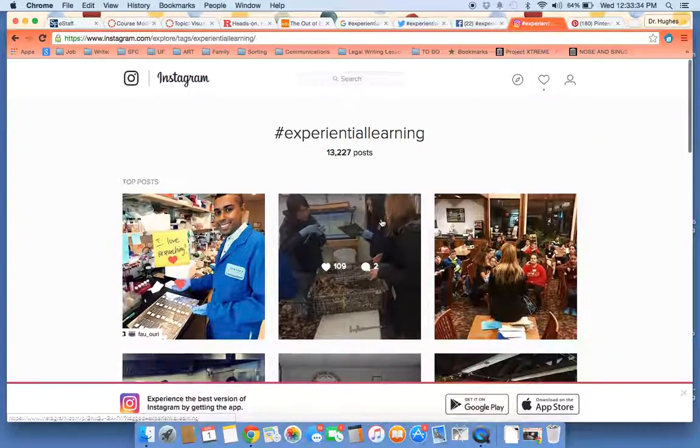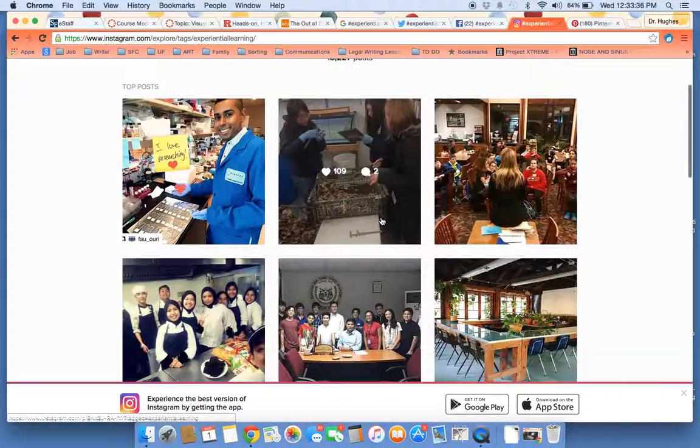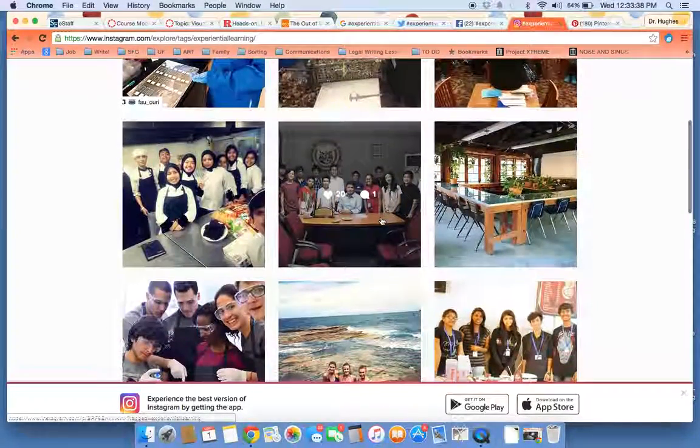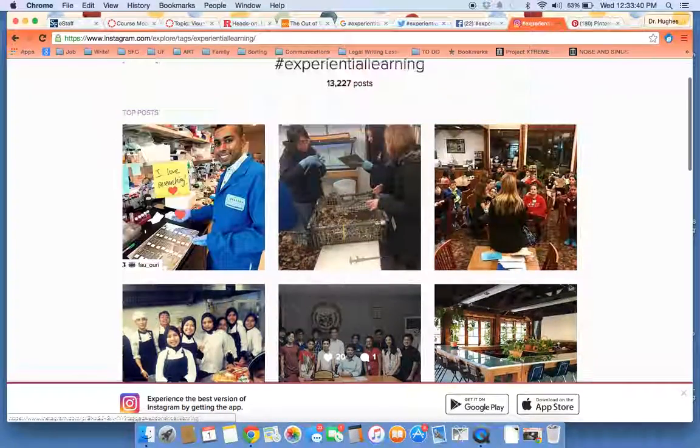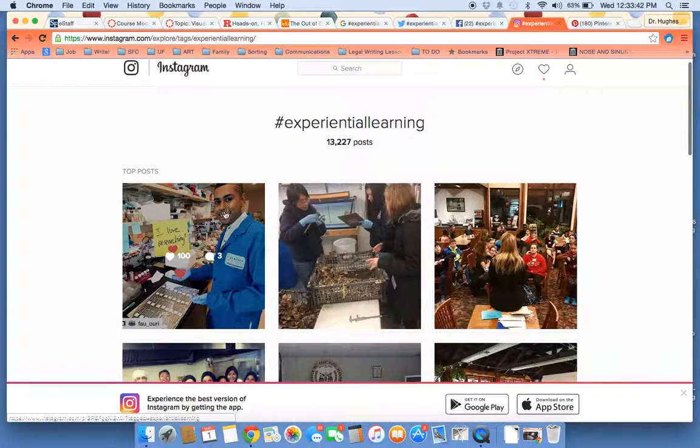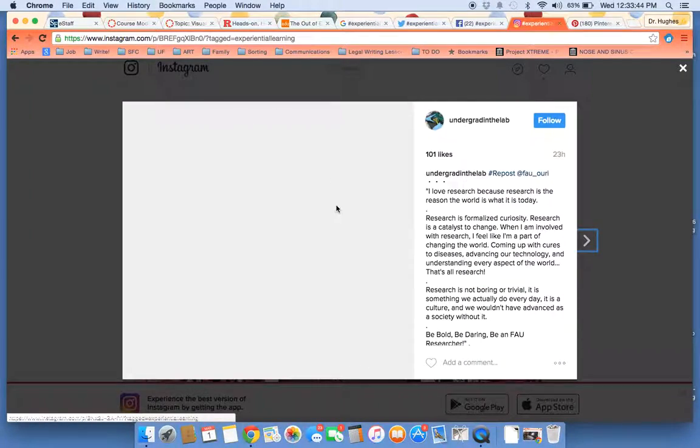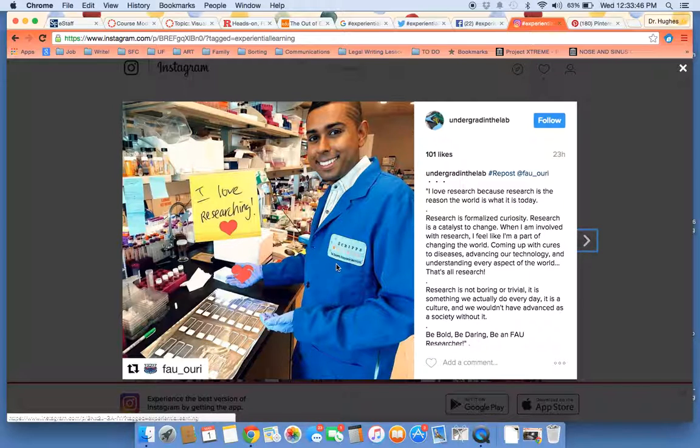I then turn to Instagram, which is always more visual in its use of these hashtags. But I'm really drawn in this one to this image of a researcher who is conducting research and learning while he is in the lab. I might even go and explore his site, undergrad in the lab, and use his example as a full supporting example for this point in my speech.